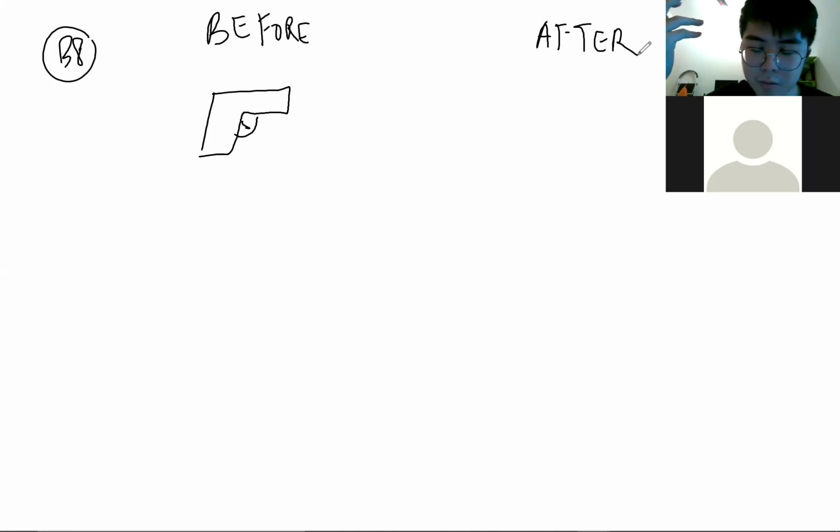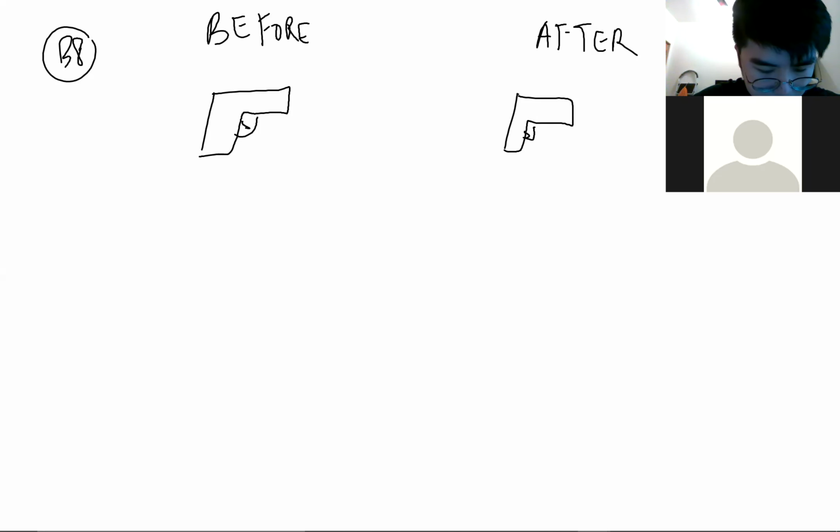There's no bullet coming out. The gun is still, right? Meaning that the momentum before is zero, right? No momentum. Now after I fire, bang, now the bullet is flying out. Now let's label all the given quantities first. Now the bullet is 10 gram and 400 meter per second moving to the right.